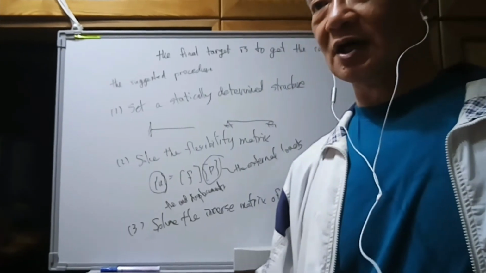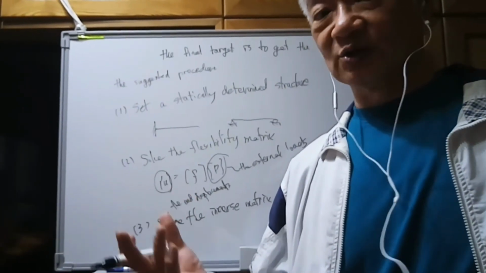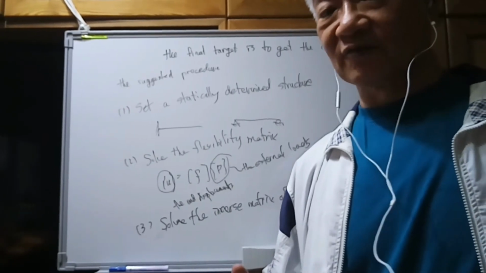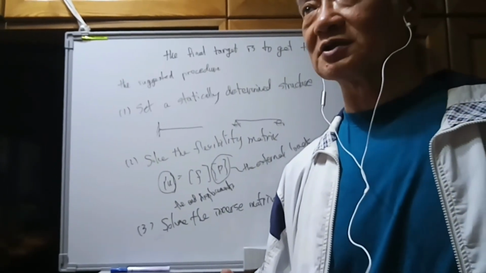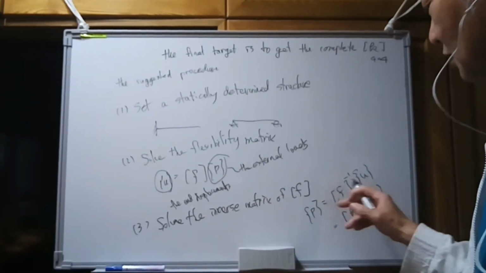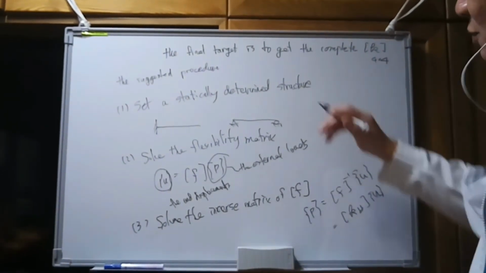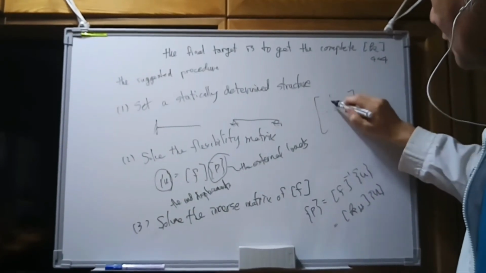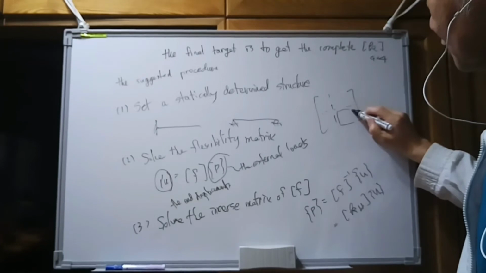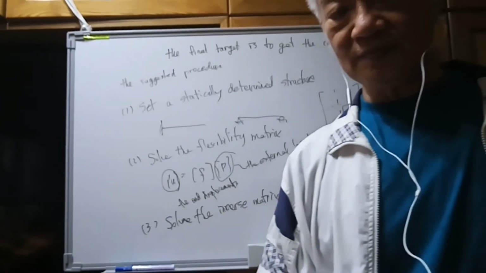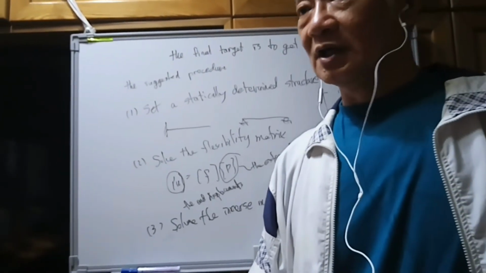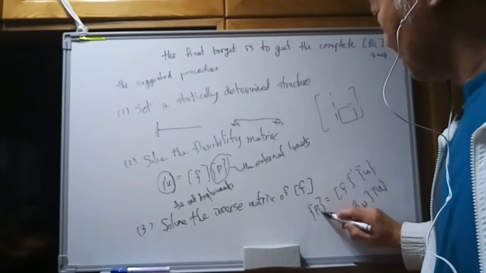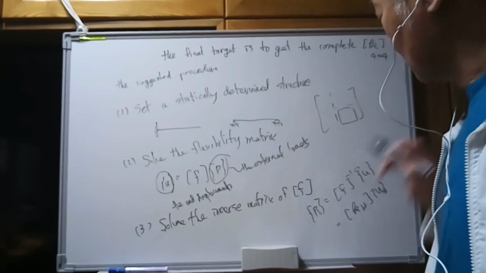Using the previous studies, after you solve the flexibility matrix, you can solve the inverse matrix of the F matrix. Then you can get the KBB matrix. The KBB matrix for these problems will be for this part of the matrix. And so this one is the PP.